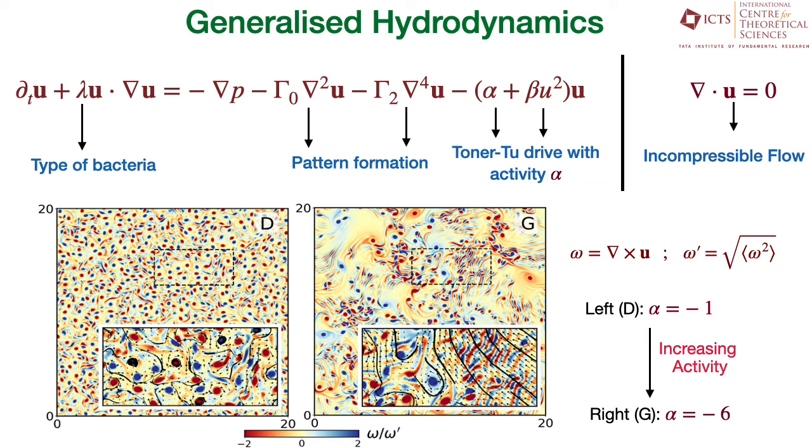I show snapshots of the vorticity field, which is the curl of the velocity field u, for two different cases of activity: on the left, alpha is minus 1, and on the right, alpha is minus 6. As alpha becomes more and more negative, more energy is injected into the system, and hence the flow becomes more and more active. For high activity, we have elongated patches of vorticity, which are not really present in the case of low activity on the left. These patches of vorticity I'm going to refer to as streaks.